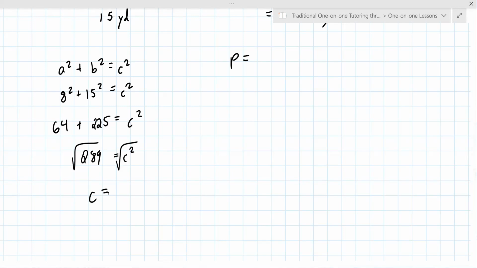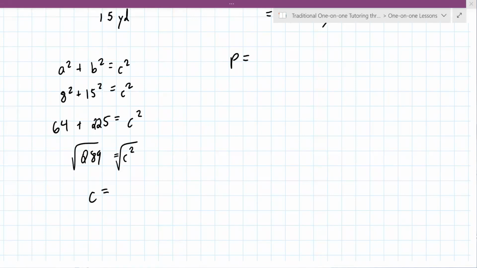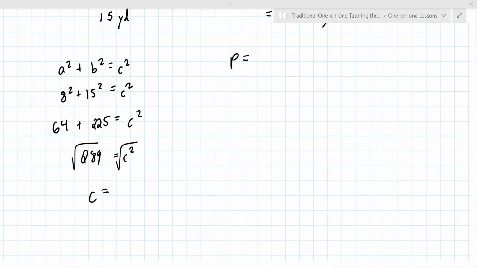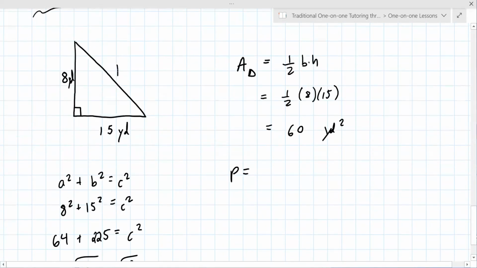Square root of 289. You're welcome to use a calculator. 17. I was close. Yeah, it's 17. So now let's go back to our picture. It's 17 yards. So what is the perimeter? You've got to add all those up.